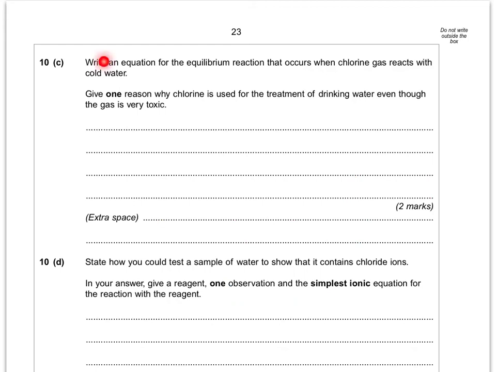And then write an equation for the equilibrium reaction that occurs when chlorine gas reacts with cold water. So the fact it told you it was an equilibrium reaction in the question means that you must have an equilibrium arrow in the middle. So you've got chlorine gas reacting with H2O. You're going to make HCl plus HOCl, HOCl, something we like to call it.